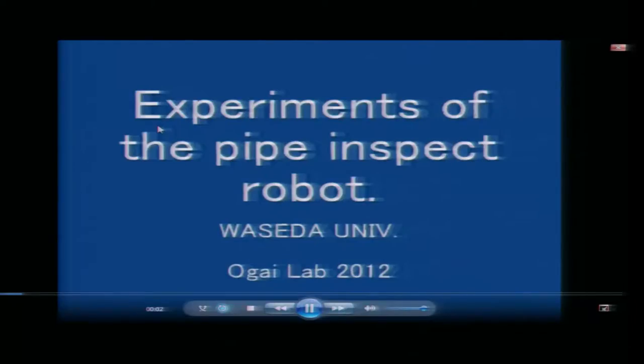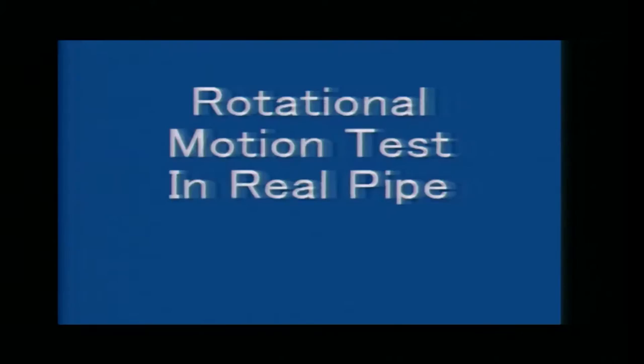This is a multi-axis robot. This video was made in 2012. Now students are working on this robot to automatically detect bends and so on. If your camera has some particular angle, it can rotate and scan the entire area.